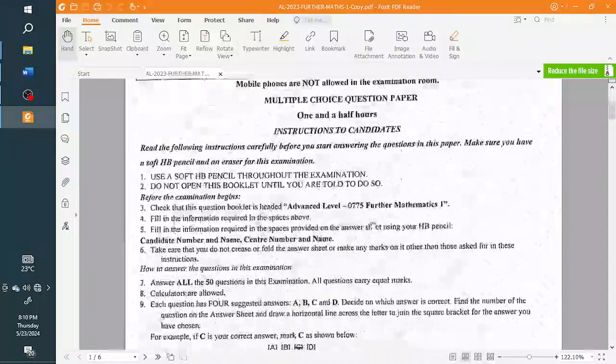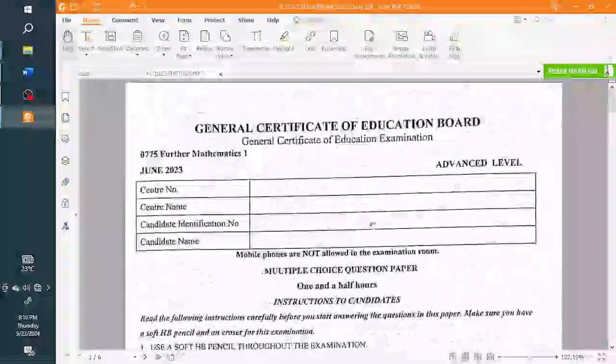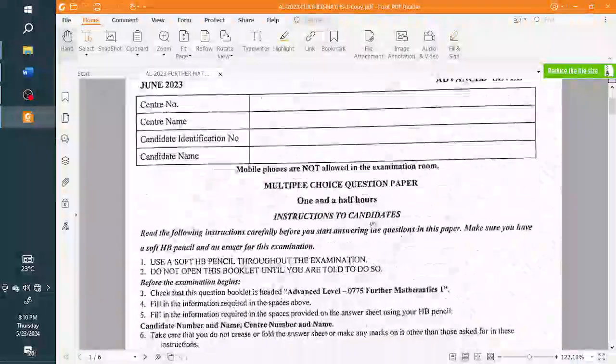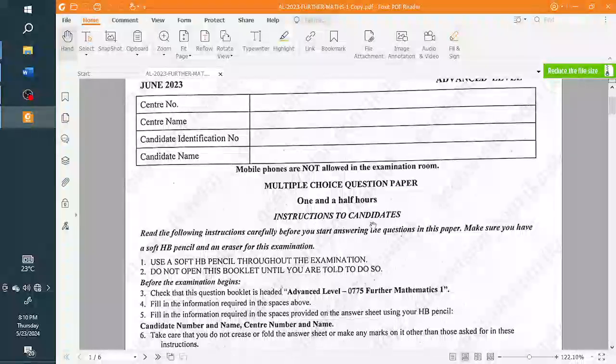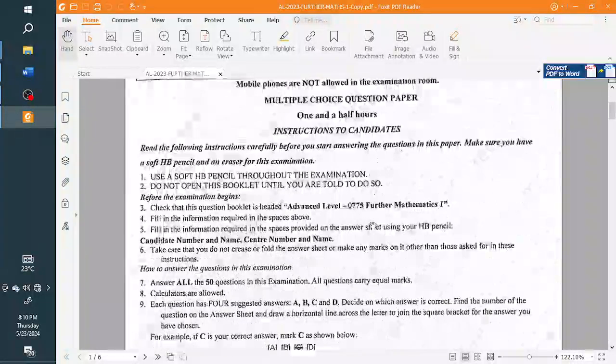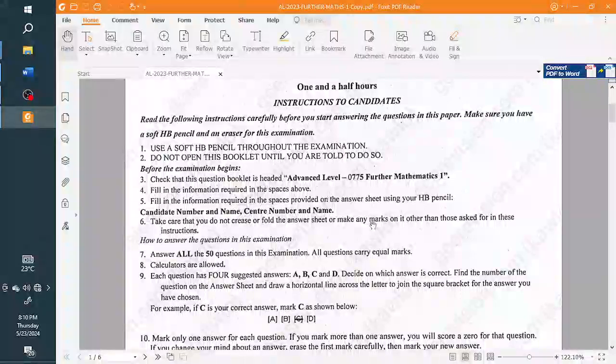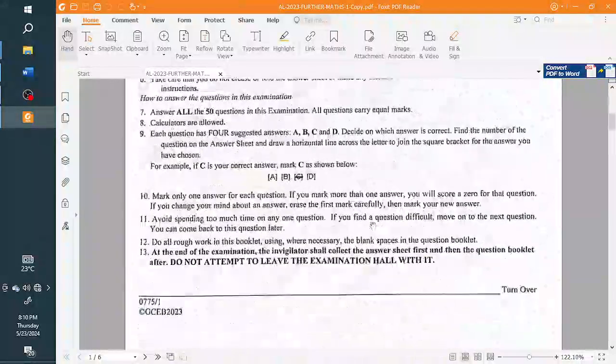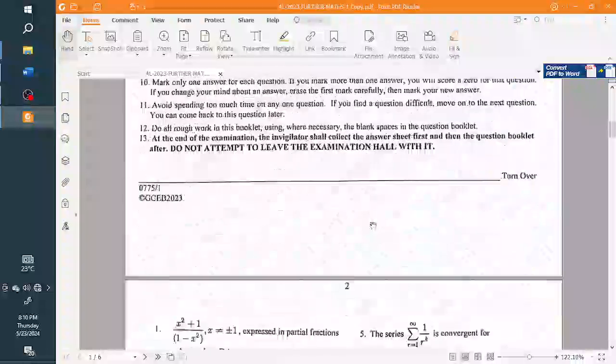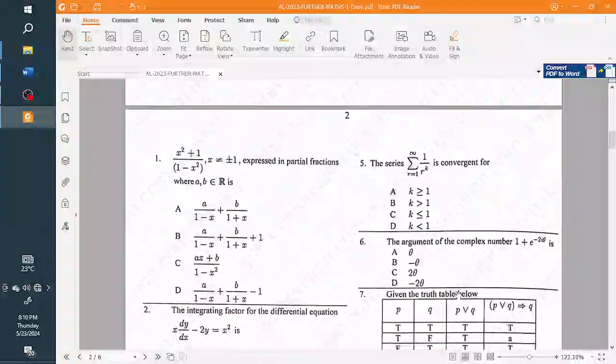So let's get started. Alright, so in fact I think we know the instructions. 1 hour 30 minutes, and paper 1 of further math is 20% of the GCE. But the funny thing is that it gets across paper 2 and paper 3. So we begin with the first question.